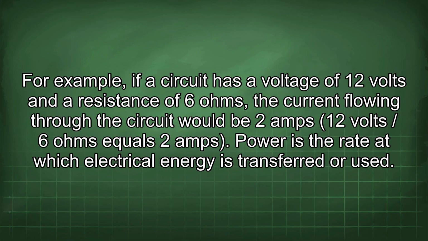For example, if a circuit has a voltage of 12 volts and a resistance of 6 ohms, the current flowing through the circuit would be 2 amps. 12 volts / 6 ohms equals 2 amps.